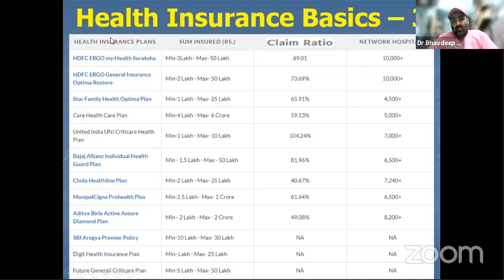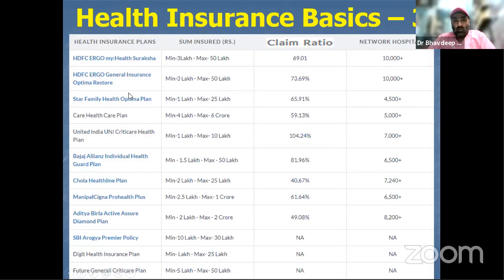My Health Suraksha. This is one of the preferred plans. I told you, one of my favorite plans. The rest is not to be said, but yes, this is one of my favorite plans. This plan was from Apollo Munich, which was taken over by HDFC Ergo, still being offered. Optima Restore, very favorite plan.